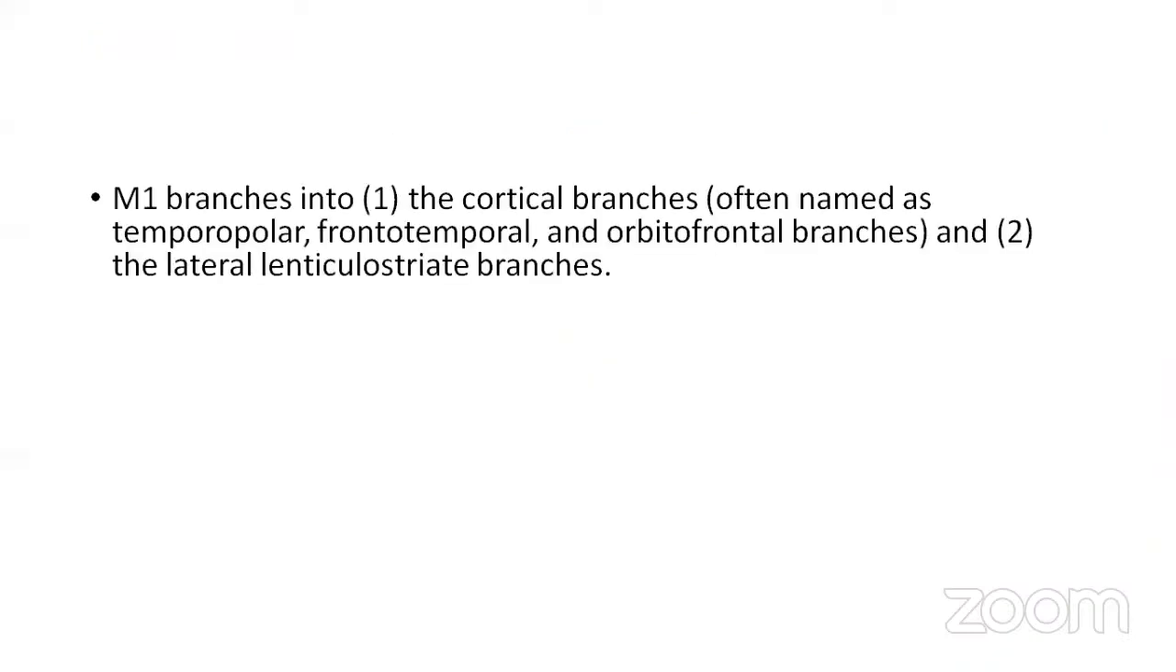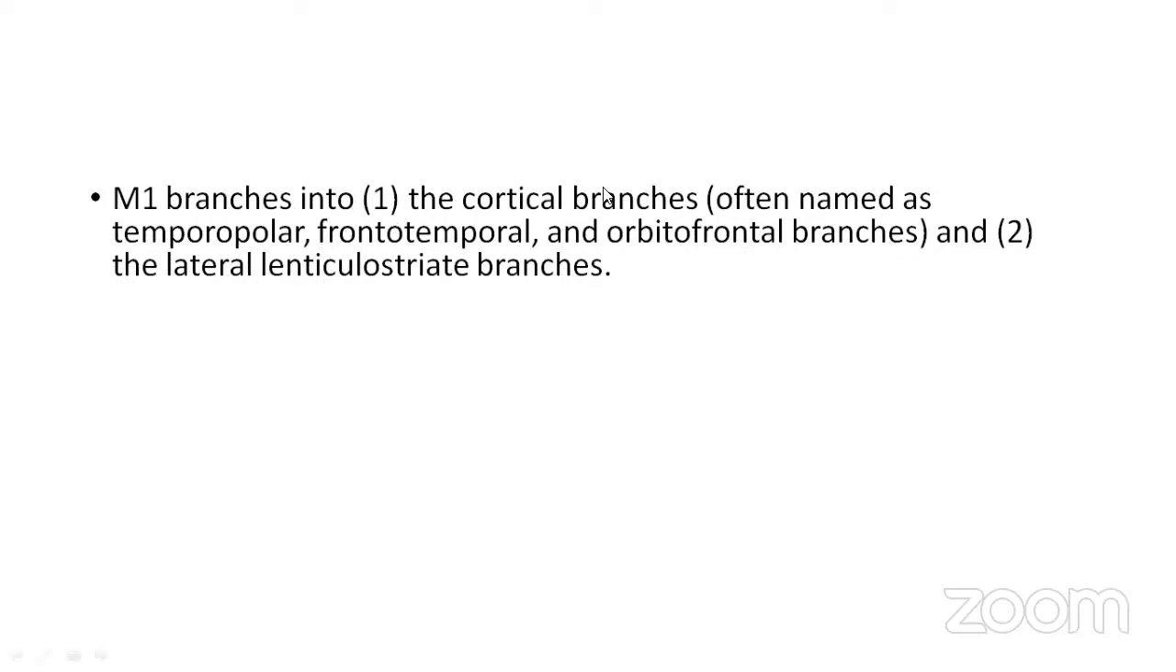Now, there are a few important branches of the M1. M1 gives off the most important branches that we have studied, which are the lateral lenticulostriate arteries, which are variable in number. They can be 3 and they can be up to 20. And these would be passing through the anterior perforated substance into the gray matter structures located centrally in the brain. The anatomy of the anterior perforated substance would be dealt with separately in sessions coming ahead.